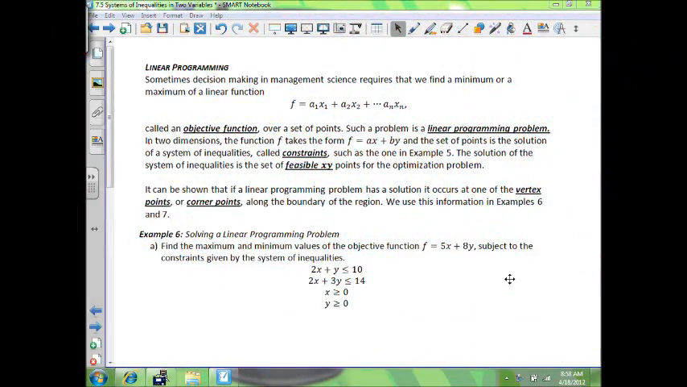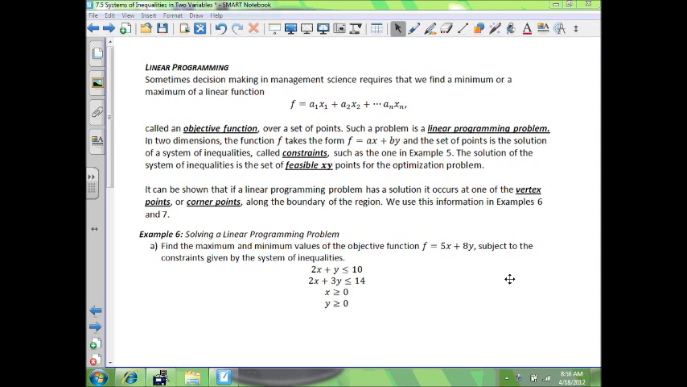In this lesson today, we're going to talk about linear programming. Sometimes decision-making in management science requires that we find a minimum or a maximum of a linear function. Now, f is our function here: a sub 1 x sub 1 plus a sub 2 x sub 2 plus all the way up through a sub n x sub n. That's called an objective function over a set of points. Such a problem is a linear programming problem.